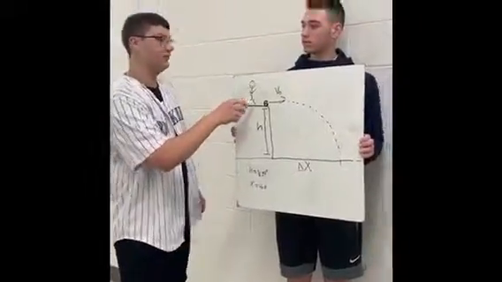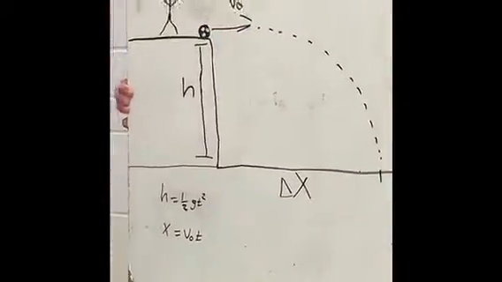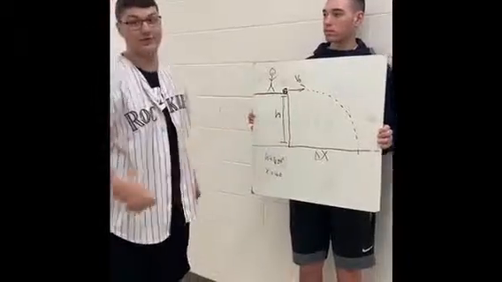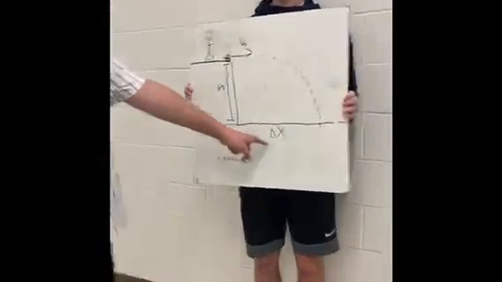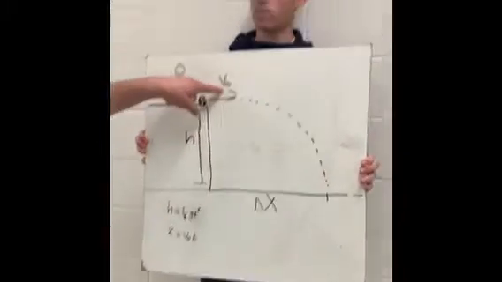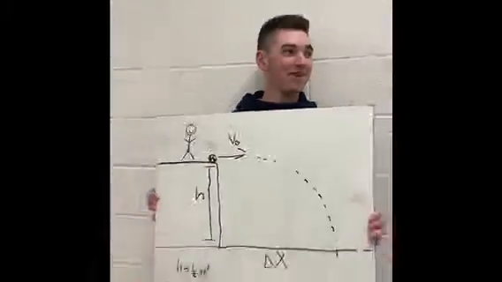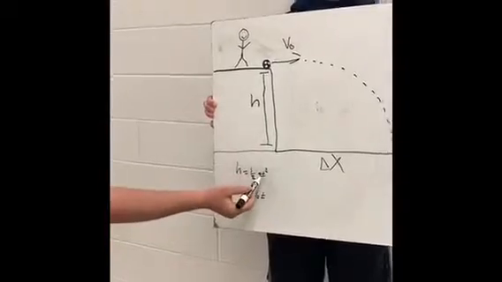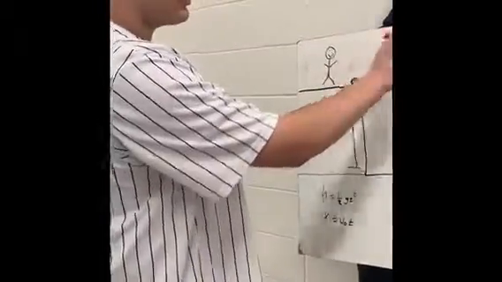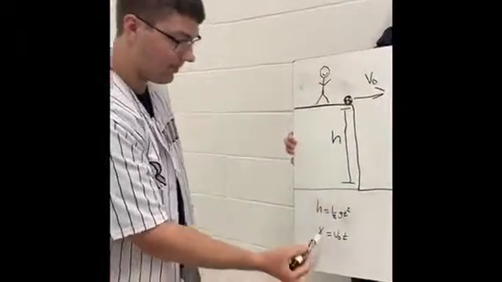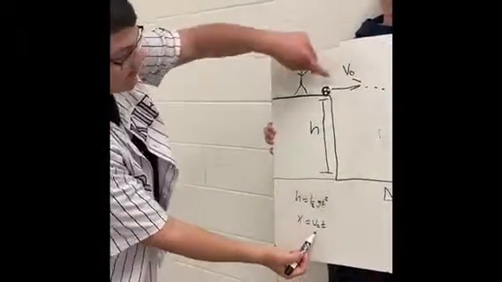Here we have a bowler who is kicking his bowling ball off the edge of a cliff. That is height h. To determine the distance it went, knowing the initial speed, we use this equation here. We find the time it took for the ball after it was kicked until it landed, and then we can find that by just plugging in the initial values here.